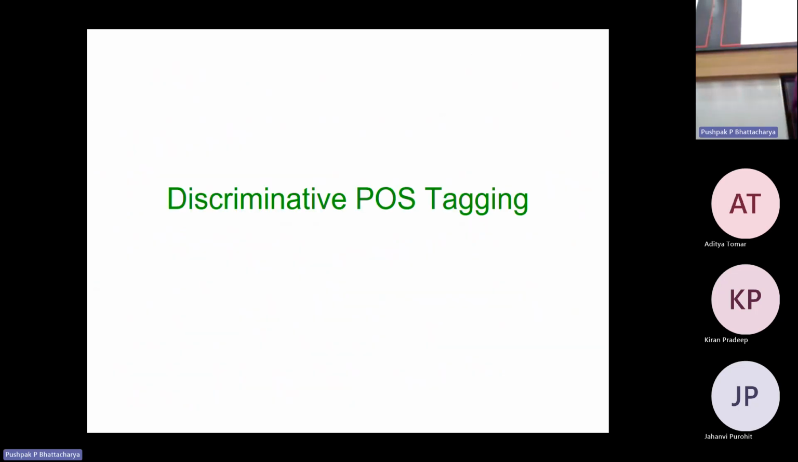We would like to today discuss discriminative POS tagging. Now, the discriminative-generative dichotomy is again basic to machine learning. Should I apply discriminative modeling or generative modeling? So what do you mean by that?